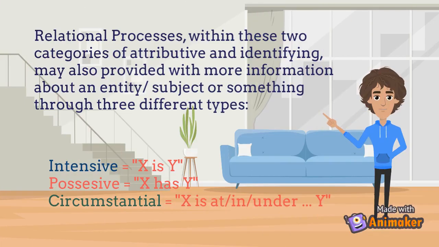Relational processes, within these two categories of attributive and identifying, may also be provided with more information about an entity, or subject or something, through three different types. They are intensive, that is, X is Y. Possessive, that is, X has Y. Circumstantial, that is, X is at, in, or under Y.